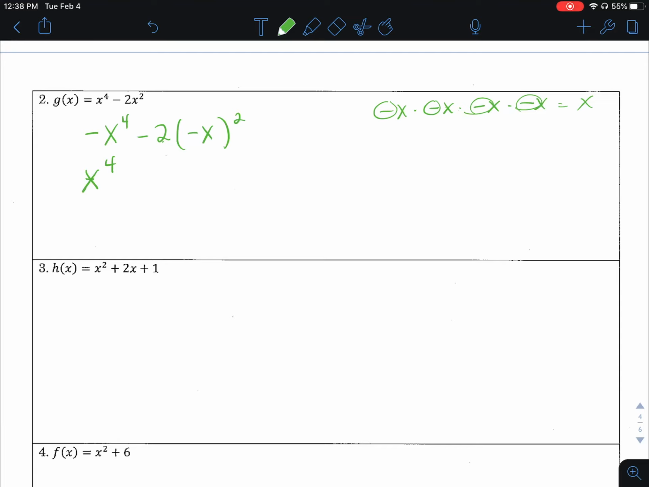And then negative 2, let's start this. We're going to do our exponents first. So negative x squared just becomes x squared, because that would be negative x times negative x, which is a positive. So this just becomes minus 2x squared, no matter what. Now if we look at it, what has happened here? Everything has stayed the exact same. We still have x to the fourth minus 2x squared, which is what we had originally. So this is an even function.